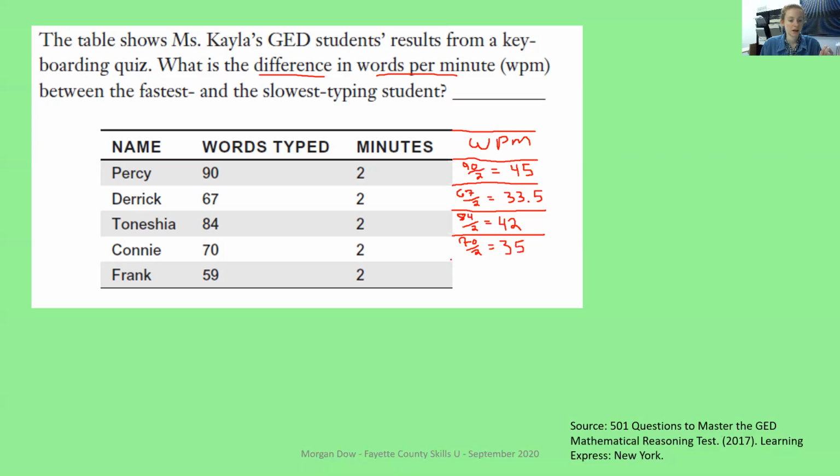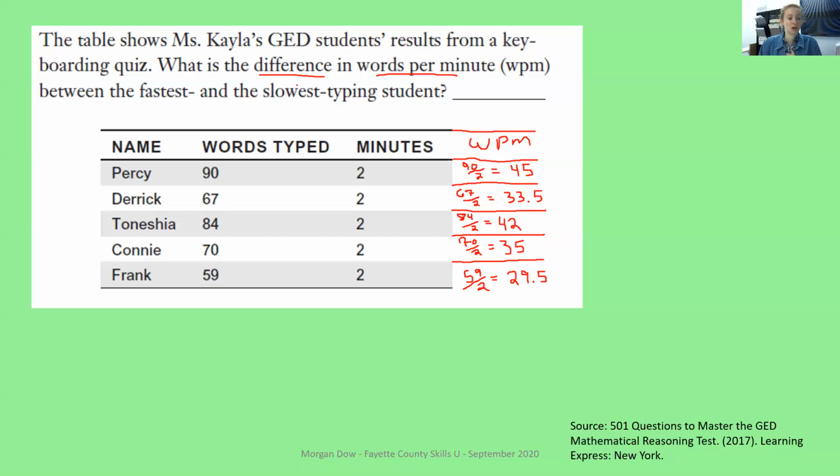And finally, Frank. Frank did 59 words in 2 minutes. 59 divided by 2 would be 29.5 words per minute. Okay, so we just calculated the speeds. We calculated the words per minute for each student.